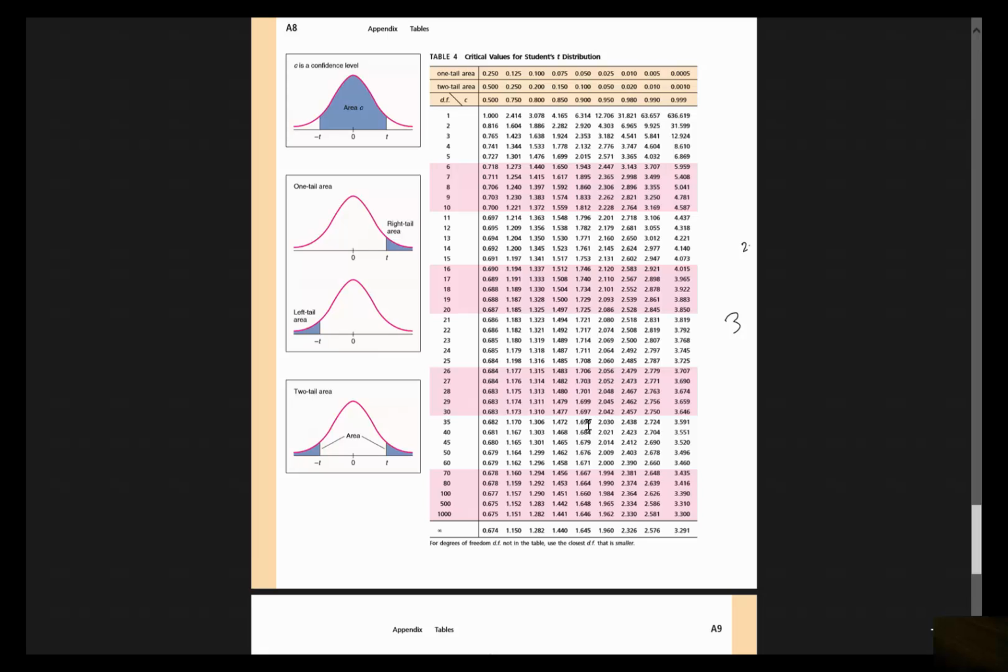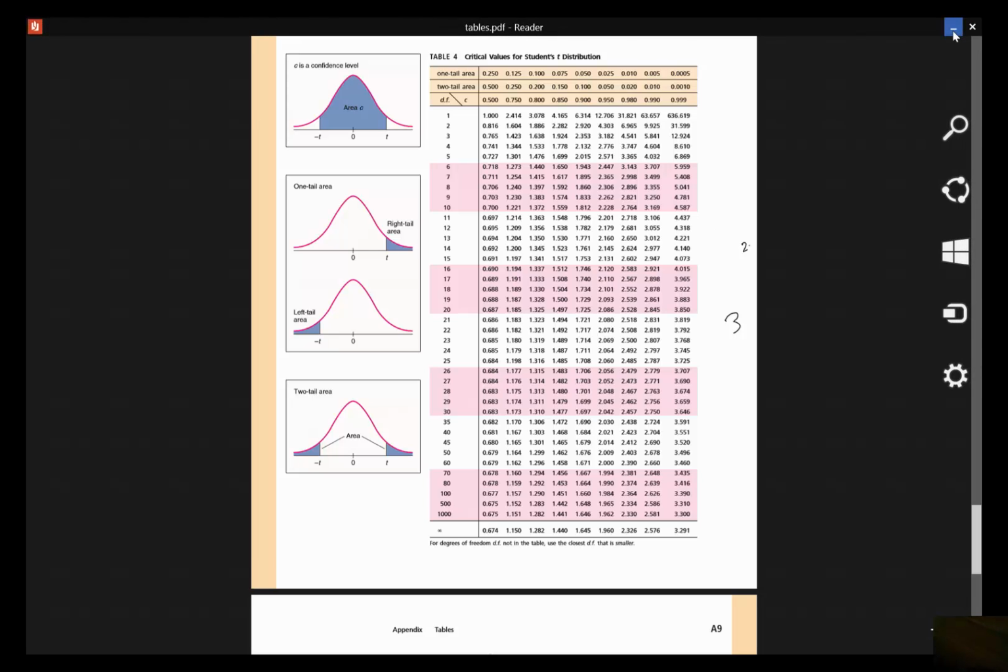1.690, because I need 39. 39 is not there, so I take the closest one but down. So I got 35, and that is 1.690 for the 90% confidence interval. So once again, 1.690, yes.